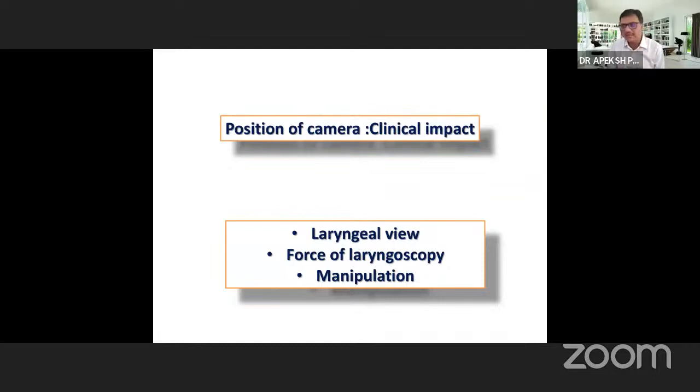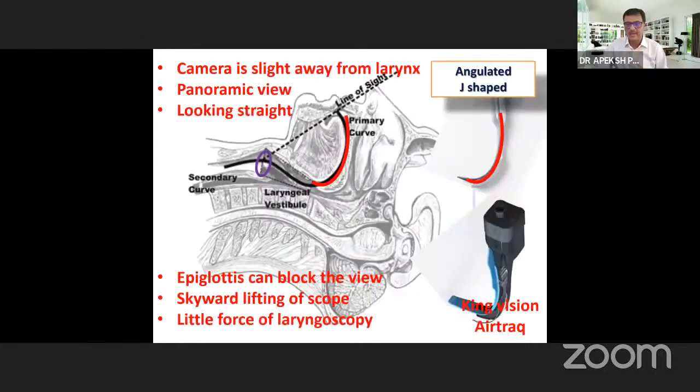Whether it's near or a little bit away from the larynx. So what's the position of the camera and what's the clinical impact? It has clinical impact on the laryngeal view, force of laryngoscopy, and manipulation. We'll discuss it one by one.